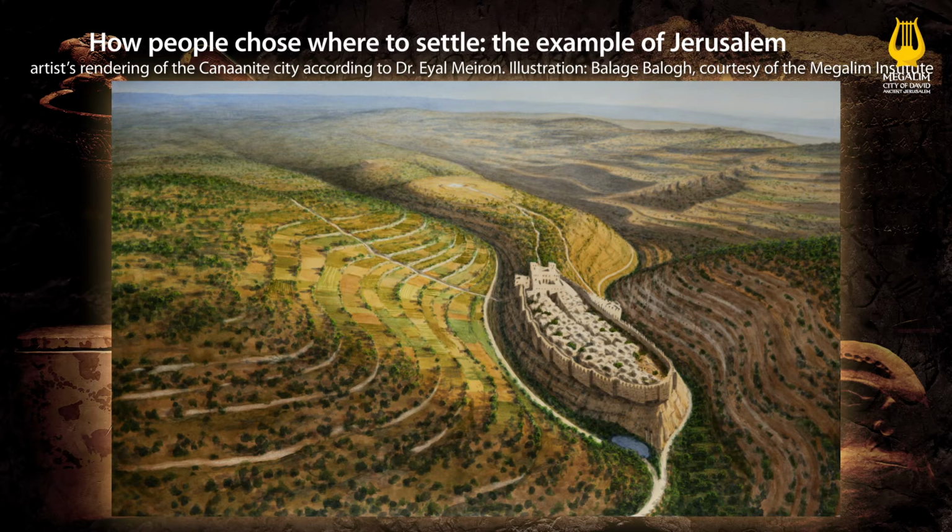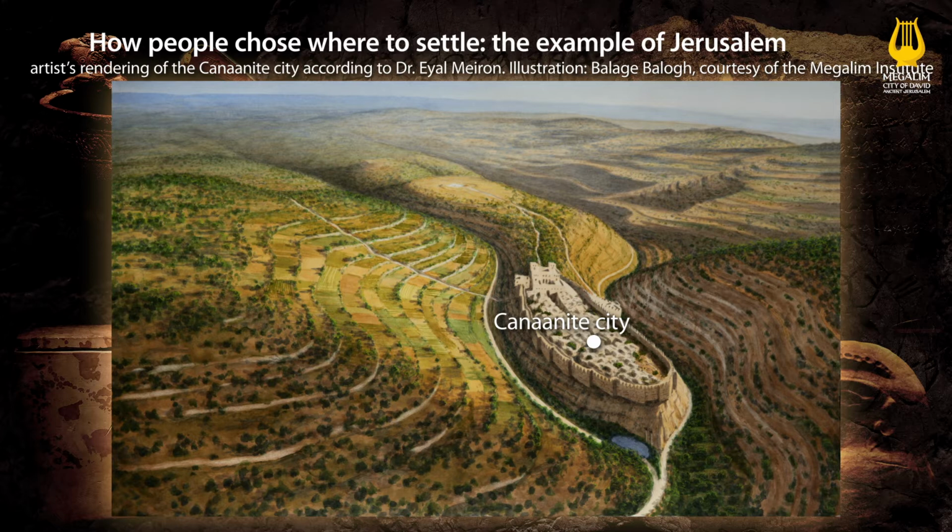Now, what we see here is the rendering of the Canaanite city of Jerusalem in the Middle Bronze Age in this case. It is showing us at first glance the topography in Jerusalem and its close surrounding. So right in the middle we can see the Canaanite city fortified by walls. This is a city built in the 18th century BCE. That's the Middle Bronze Age or the Middle Canaanite period.